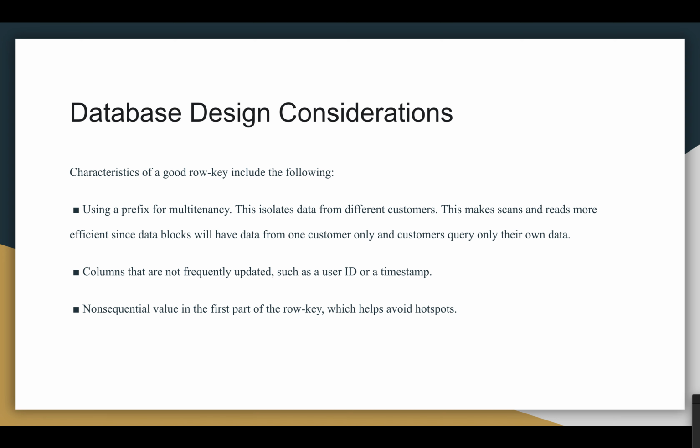The goal when designing a row key is to take advantage of the fact that Bigtable stores data in sorted order. Now we are going to see the characteristics of a good row key. Using a prefix for multi-tenancy isolates data from different customers. This makes scans and reads more efficient since data blocks will have data from one customer only and customers query only their own data. Second, columns that are not frequently updated such as a user ID or a timestamp. Non-sequential value in the first part of the row key helps avoid hotspots.